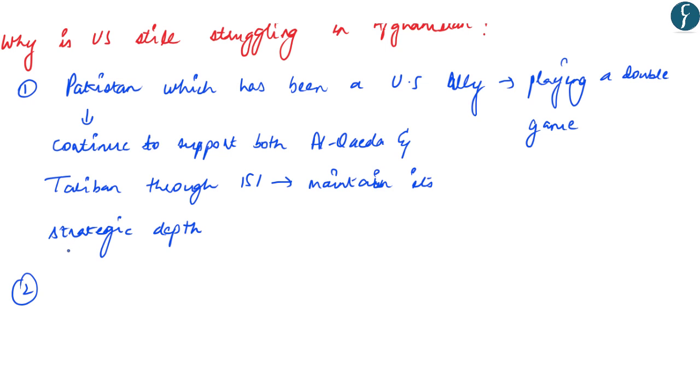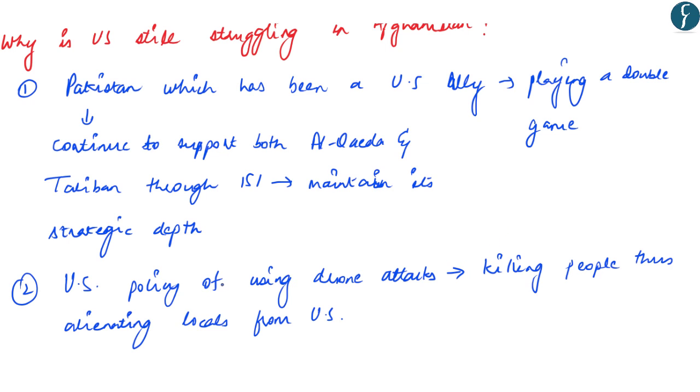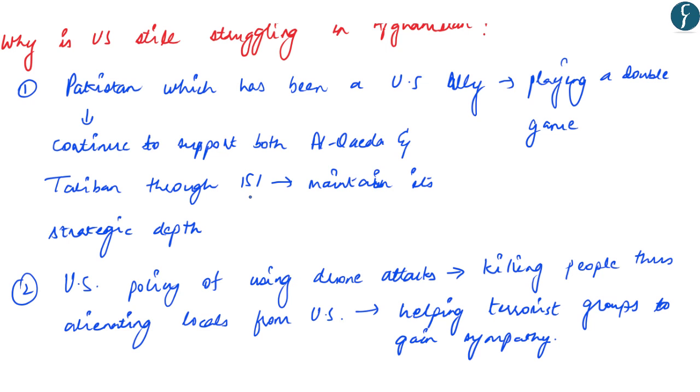The second reason why US is still struggling in Afghanistan is its policy of using drone attacks. It is because of the use of these drone attacks that has killed some parts of the population in Afghanistan, and thereby it has led to alienating the locals from United States. And it is because of these drone attacks that Al-Qaeda and Taliban are using them against the United States, and thus they are trying to raise sympathy from the local population. So these are the main two reasons why US is still struggling in Afghanistan and why it has not been able to achieve its aim of maintaining a friendly democratic government in Afghanistan.